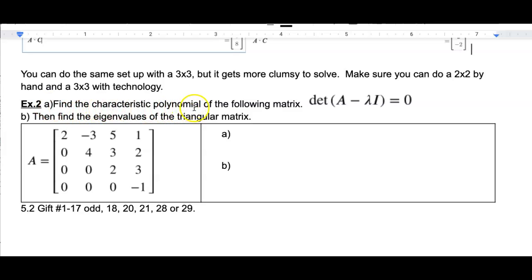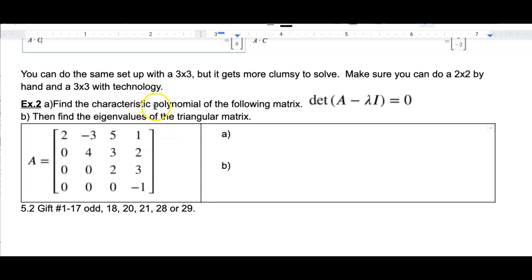Okay, so now we have our last example. Find the characteristic polynomial of the following matrix. So I have the matrix here. Notice it is a triangular matrix. And with the triangular matrix, what do we know about the determinant? Well, we're just going to have to go down the diagonal. And when we do it with the lambda involved, then we know that the diagonal values are just going to give us our eigenvalues for this matrix.